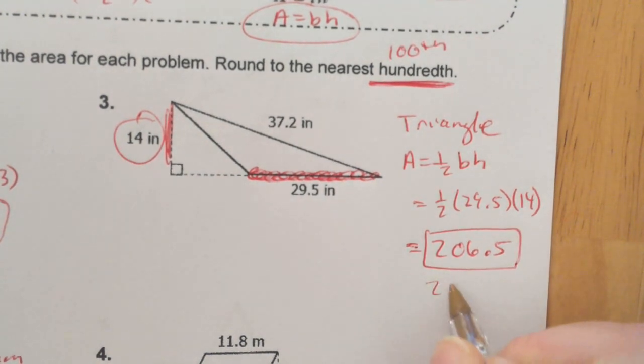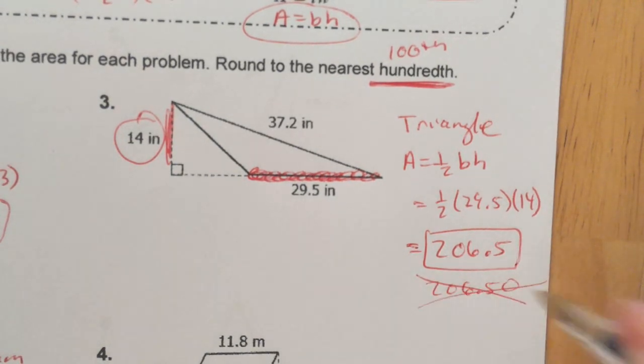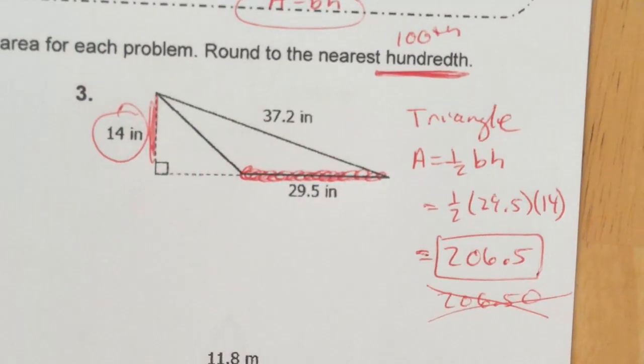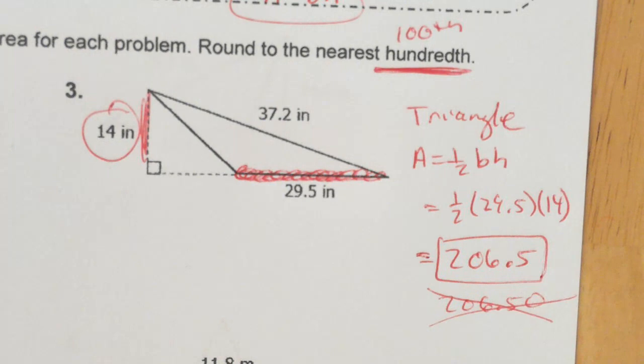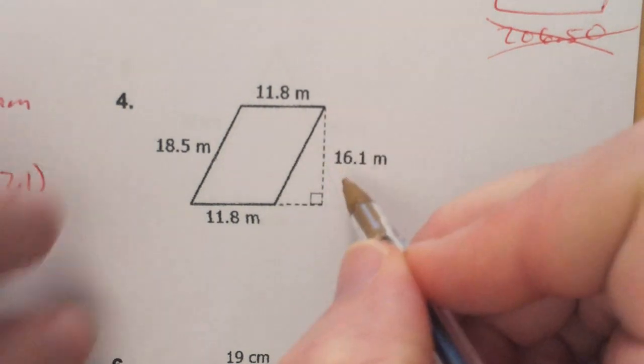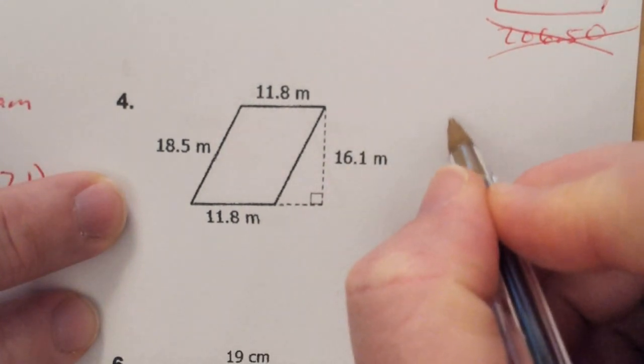Now, 206.50 is technically correct, but 206.5 is your better answer. All right, let's go to number 4. This is a parallelogram.